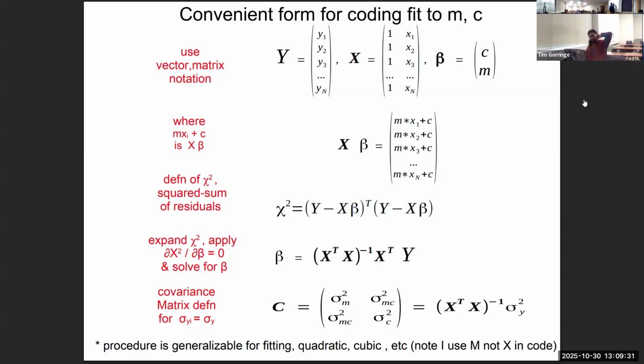Let me remark that obviously you want to create a vector yi that just contains all the dependent variables. This product of the matrix and beta, if you think about that product x beta, that is a column vector of all the mx plus c's for all the values of the dependent variable. So think of the y and the x beta as being the left and right hand sides of this relationship between the dependent and independent variables.